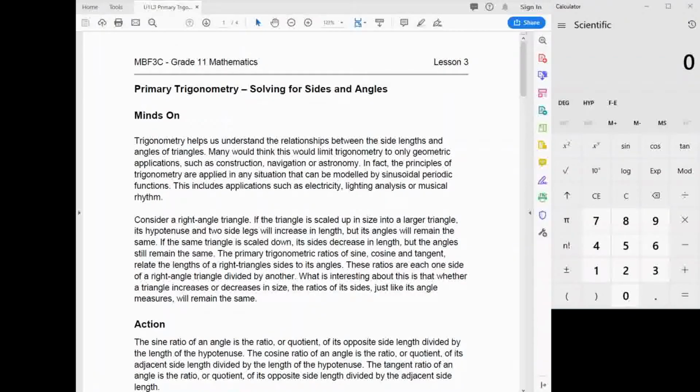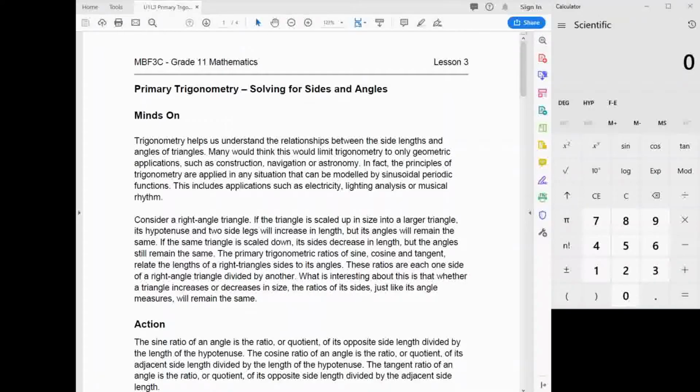And what it breaks down to is a way of understanding the relationship between the side lengths and the angles of a triangle. So you might think that this is limited to geometric applications in, say, navigation or astronomy or construction. But the principles of trigonometry actually show up in a wide variety of real-world applications, including musical rhythm, electricity, and lighting analysis.